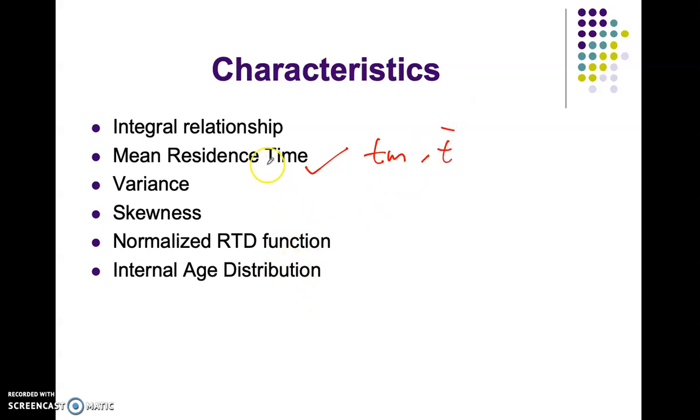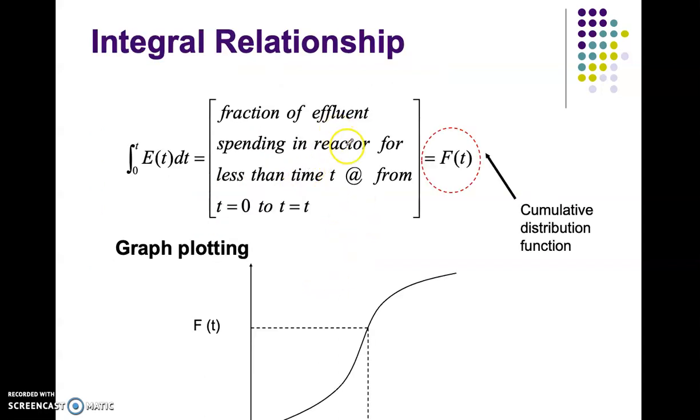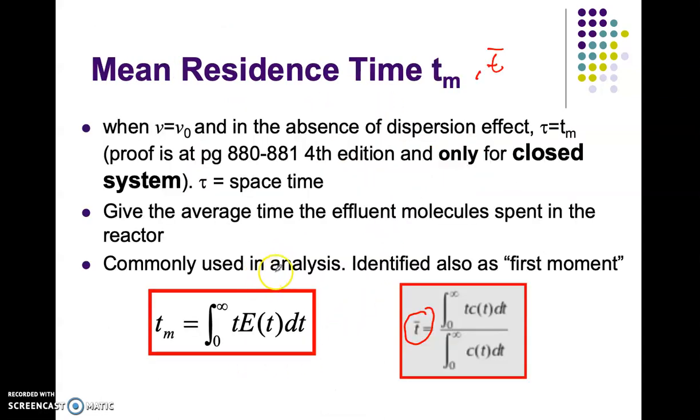Then there is the variance. In Fogler they use sigma square, and your book also uses sigma square. If you have taken a statistics subject before, you will have come across this term variance; it's popular in statistics, right? And then you will see skewness, the normalized RTD function and the internal age distribution. This is the integral relationship, so later you'll see that solving for E(t) is actually an integral.